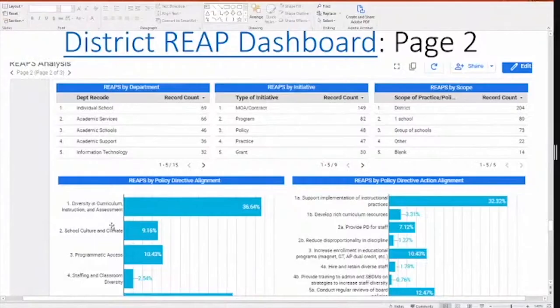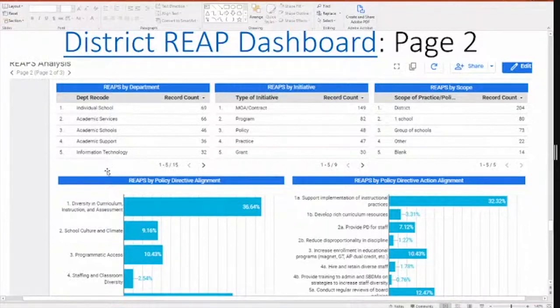Here's where our departments, the top part of the dashboard is the same as what you see before. Our different departments can actually click on, so IT can click on IT on this page and it will change everything on the page to be IT specific. So that's how we built it, is for department leads to be able to look at their REAPs and the alignment to the policy. But what you're seeing is a district view.